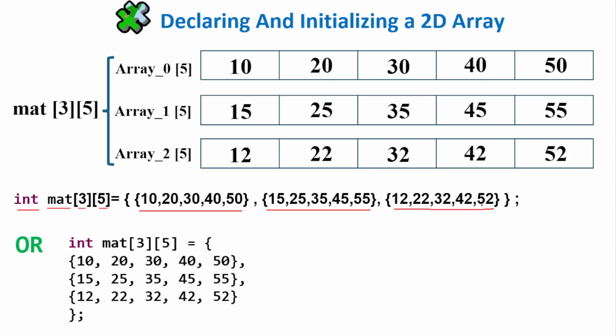By initializing the array at the moment of declaration, we avoid assigning each element manually. This makes our code cleaner, more readable, and more efficient.